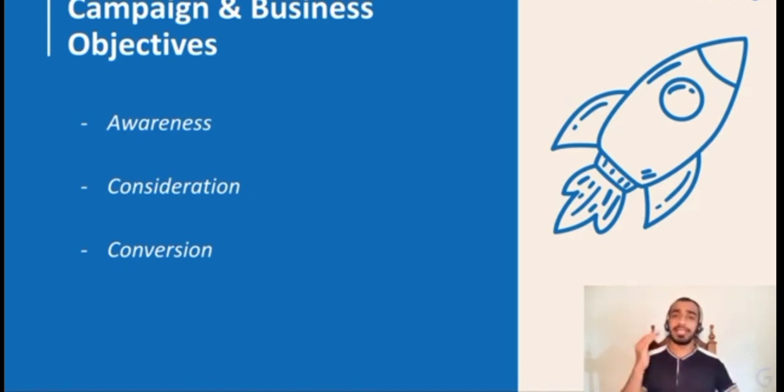So for this, let's look at a quick example of a business. Say you are a clothing store that just started out recently, an e-commerce clothing store. So you sell t-shirts, jeans, etc., all types of clothing. So here you could use the different types of objectives to suit your business.